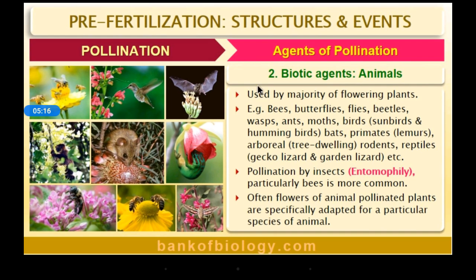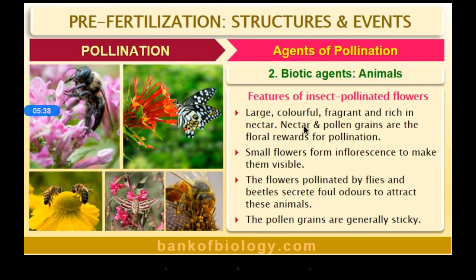And here you can see the abiotic agents, that is the animals. So, you know, the majority of these examples are bees, butterflies, flies, beetles, etc. Pollination by insects is known as entomophily, and particularly bees are common in that. And here you can see the pictures given.